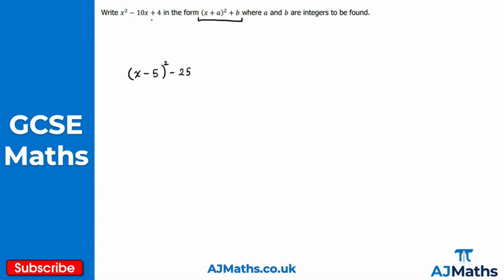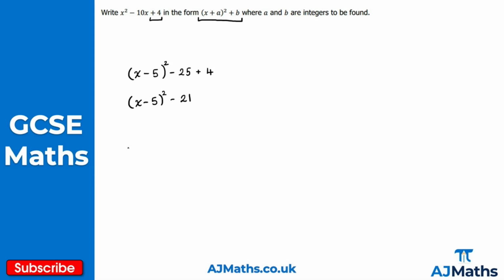And then don't forget the part we've got left over here. So plus 4. So minus 25 plus 4. What I need to do now is simplify. So I'm going to get x minus 5 all squared, minus 25 plus 4, that will give me minus 21. We get minus 21 there. And there we have it. That is our solution. It's as easy as that.